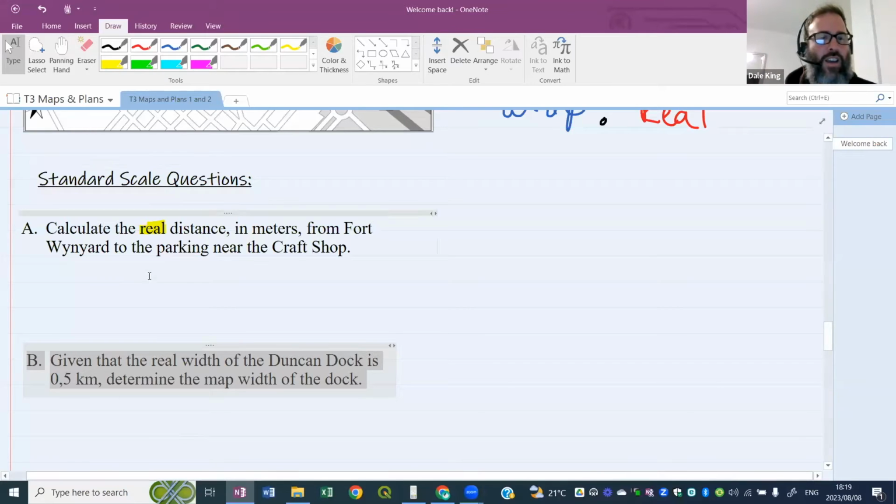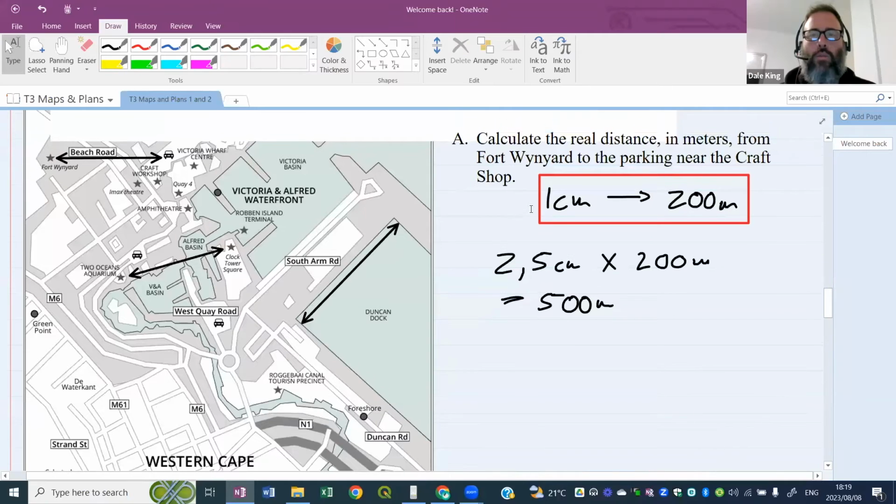Okay, so question B says, given that the real width of the Duncan dock is 0.5 kilometers, determine the map width of the dock. All right, let me take this question. And I'm going to put it here. Let's move this one.